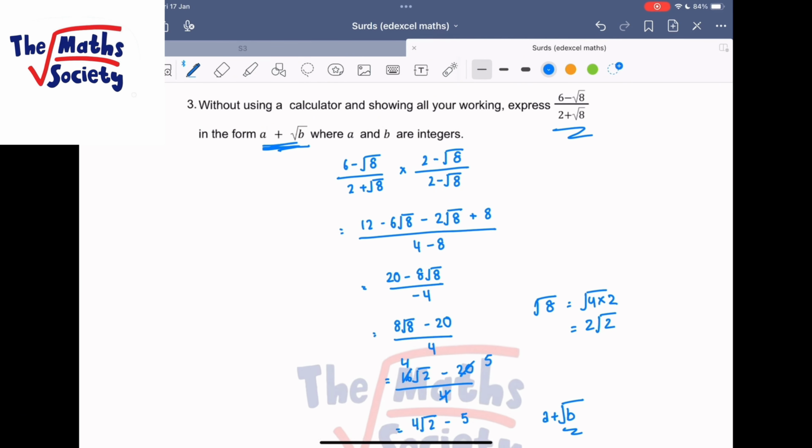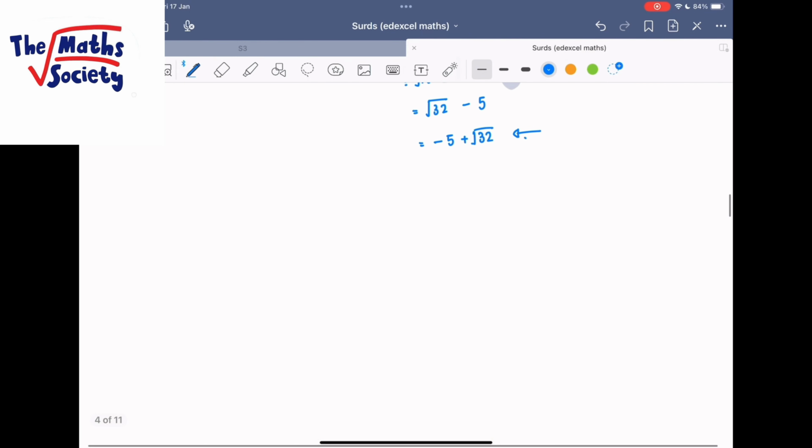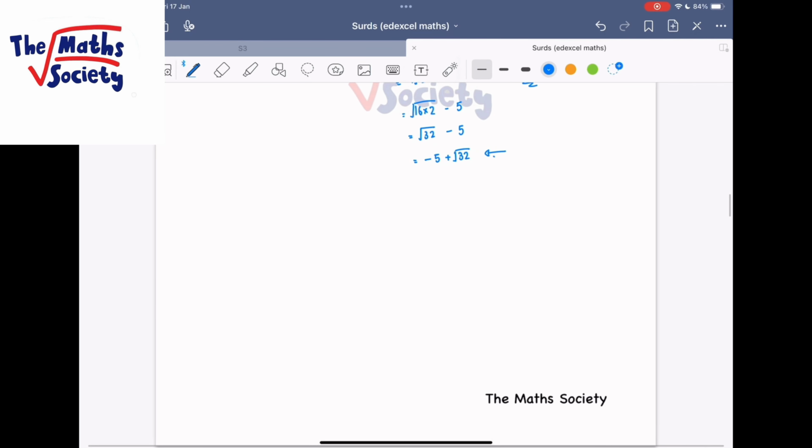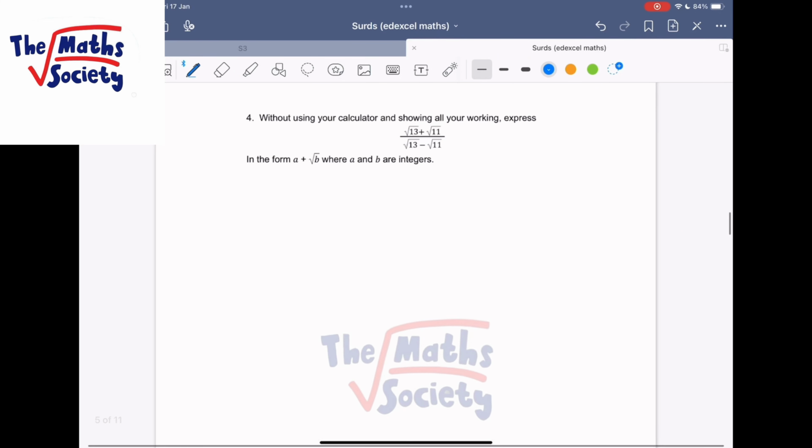Always make sure to check what kind of form they're asking for, so you know that you're in the right position and everything as well.